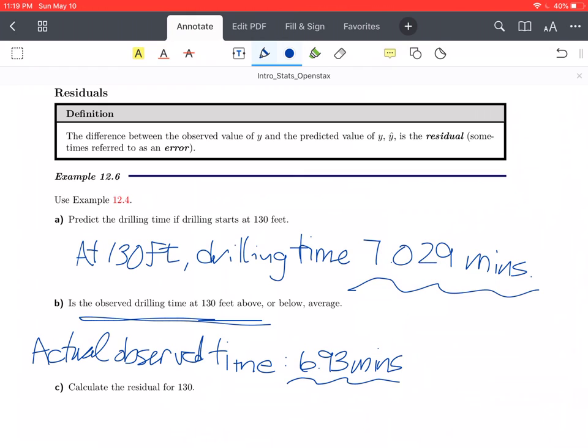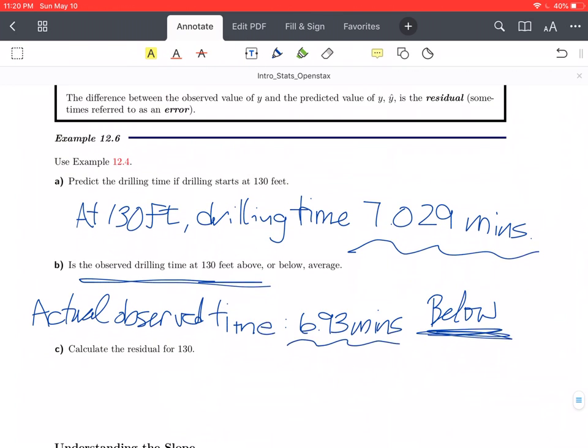Okay. So is this above or below what we expected? Well, this one would be below, right? Below average. Because the line would tell us that we would expect it to be a little more than 7 minutes, and this said it was a little under 7 minutes. So it's not a drastic difference, but it is a difference, right? It was not exactly correct.